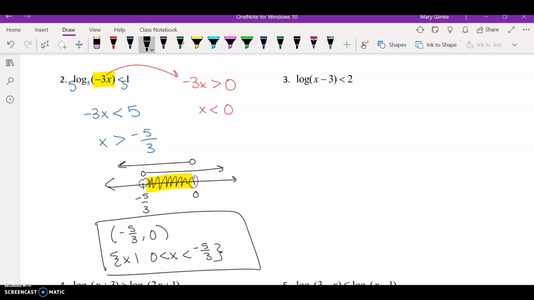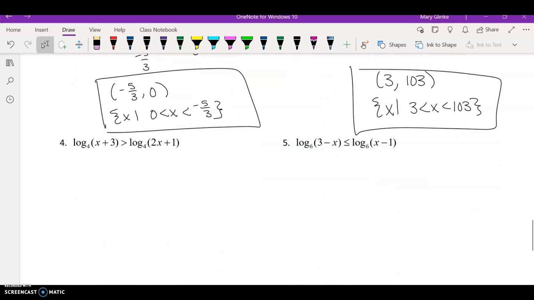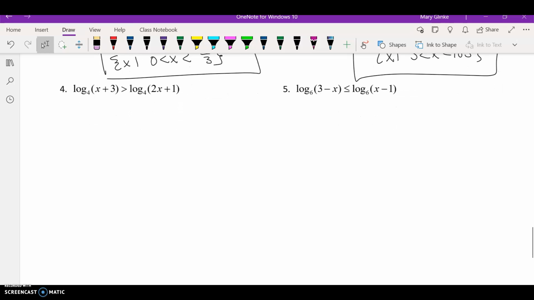Okay, so go ahead and pause the video and try number 3 on your own. So for this one, we get everything in between 3 and 103, not including either one. Let's go ahead and try number 4. This is going to have more than one logarithm. So we're still going to exponentiate. We get x plus 3 is greater than 2x plus 1. We get 2 is greater than x for that one.